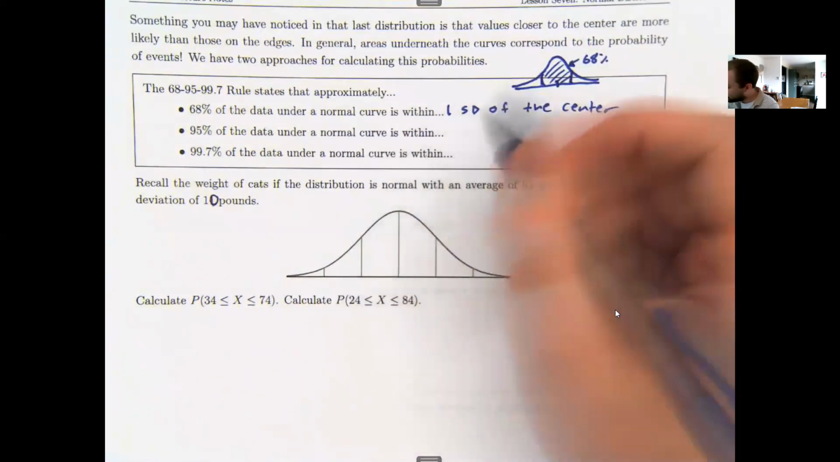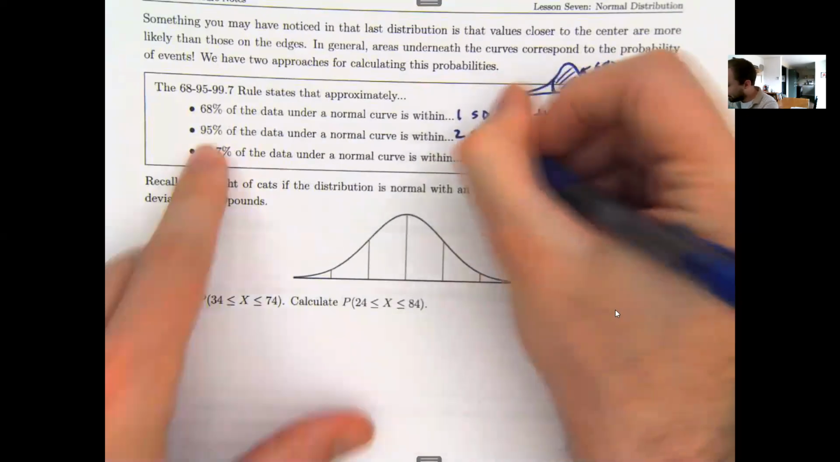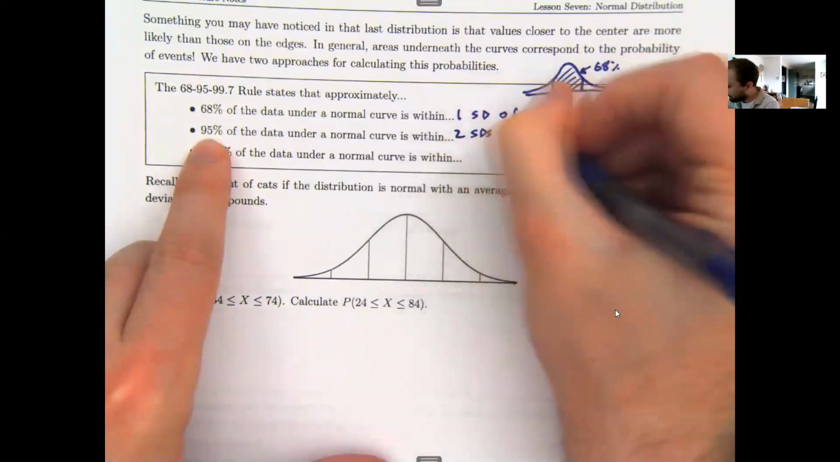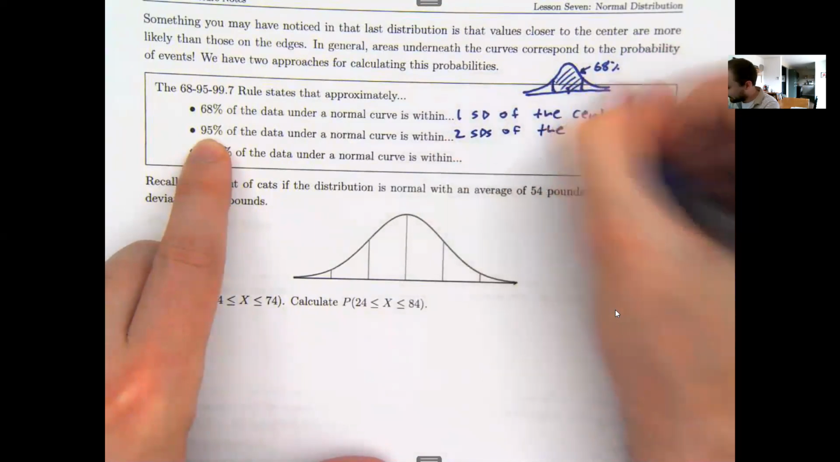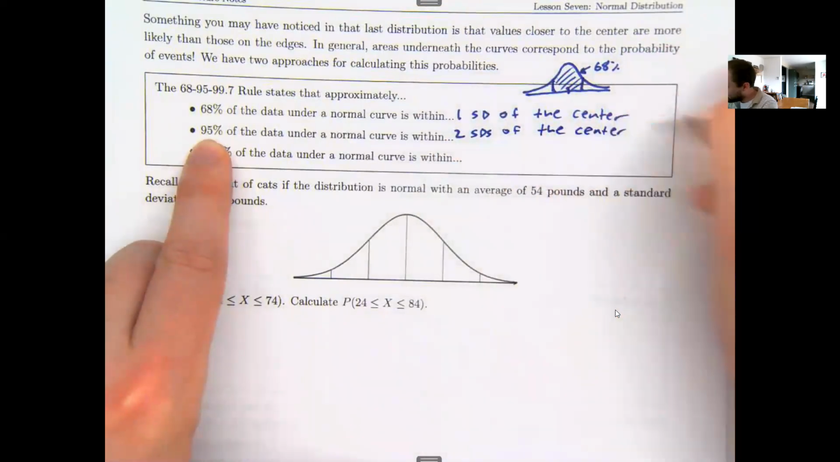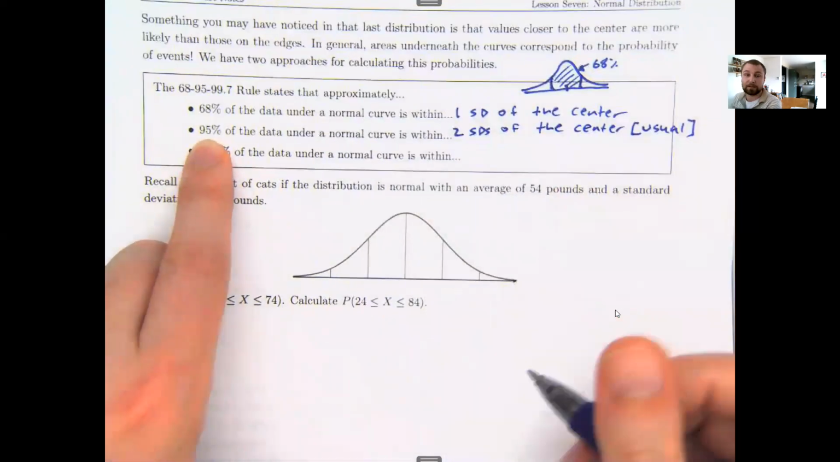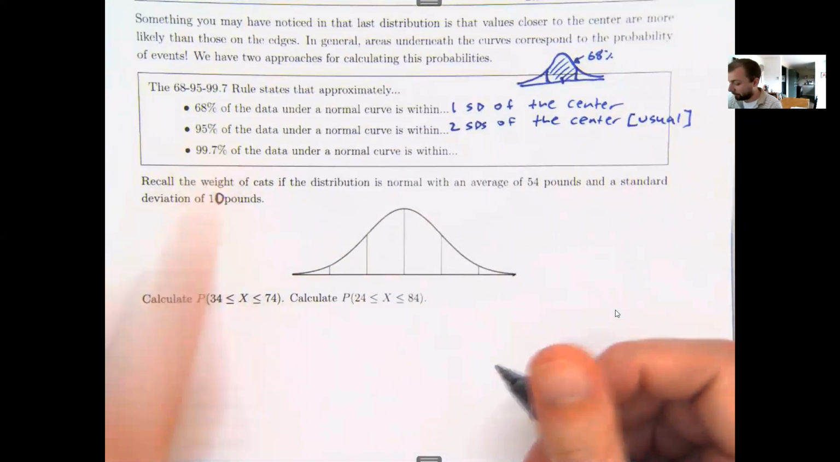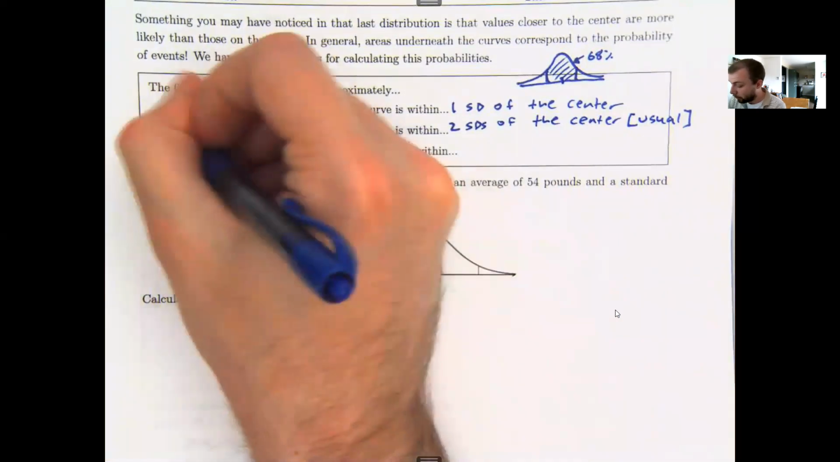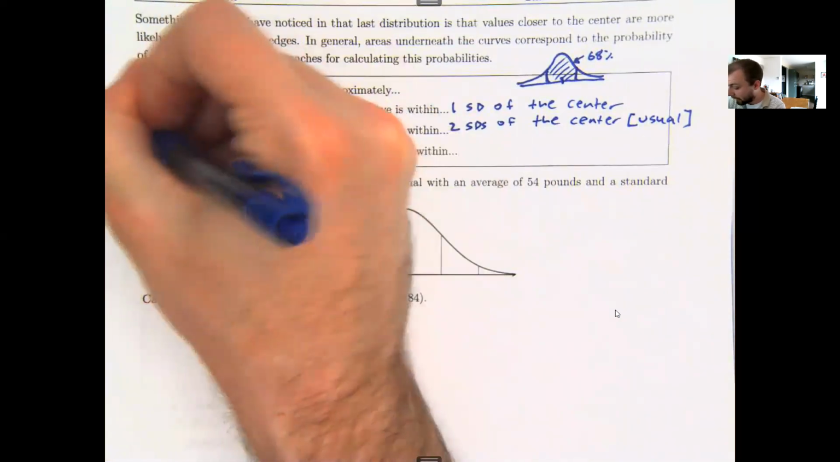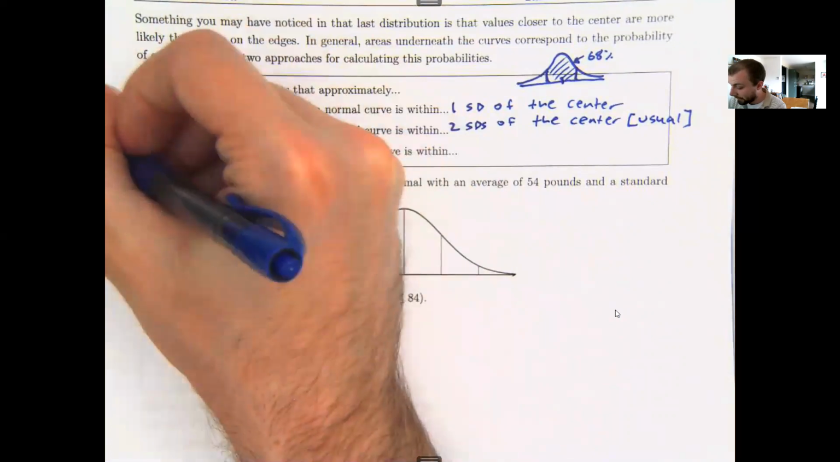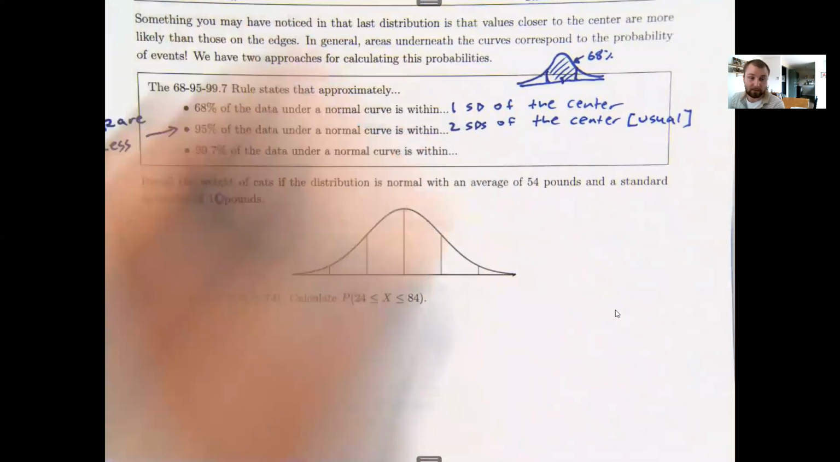2 standard deviations away from the center, I have 95% of the data. I would consider this to be usual. Something is usual if it happens 95% of the time. By extension, we might say something is rare if it happens less than 5% of the time.